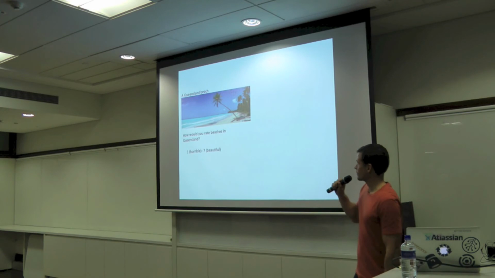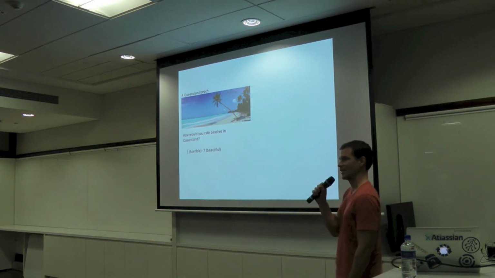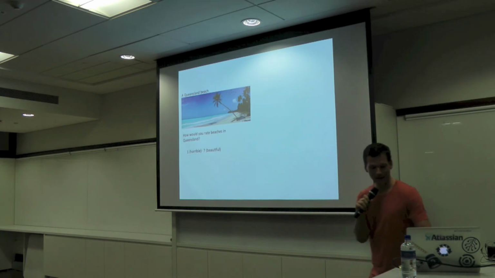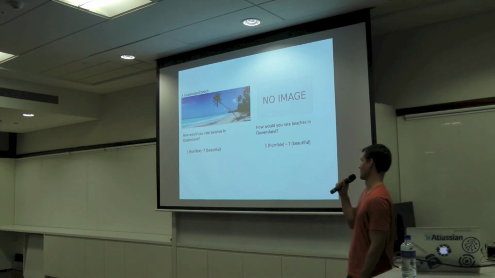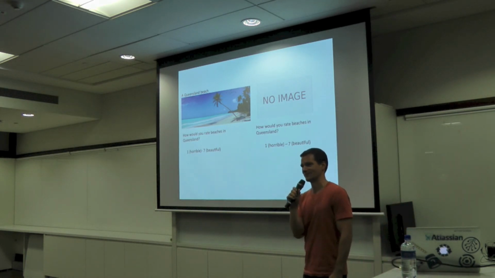And the last one, a beautiful Queensland beach. How would you rate beaches in Queensland? 1, horrible, to 7, beautiful. The other one has no image. How would you rate beaches in Queensland? Which one do you think produces the bias?